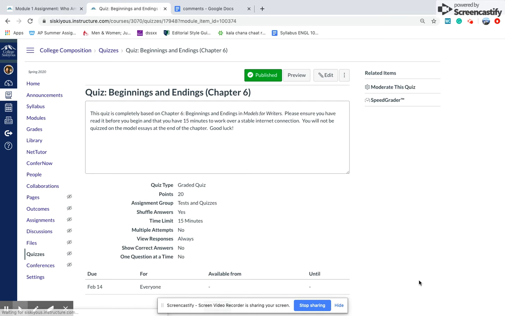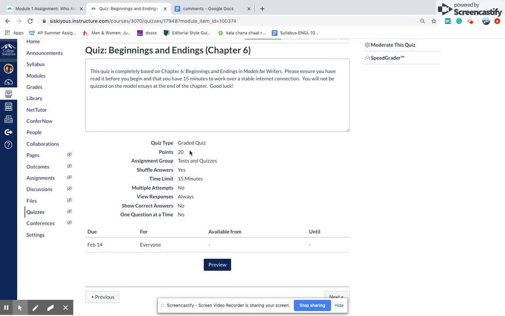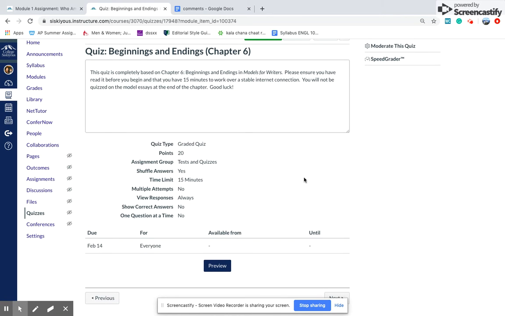Your quiz will be, I believe, entirely based on the chapter. So that's another one where you want to have your Models for Writers book out as you take it. It's timed to 15 minutes, and that one has no multiple attempts.